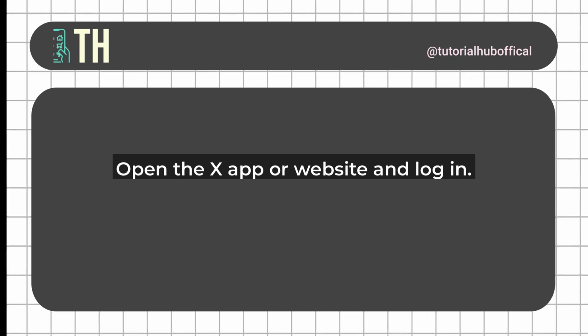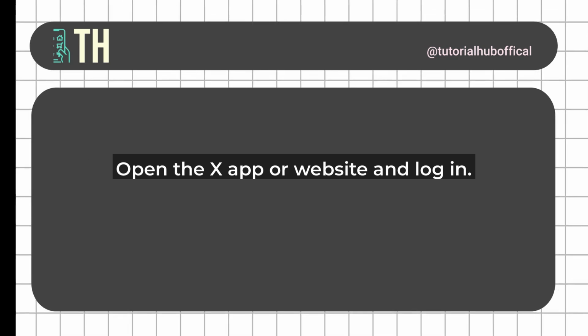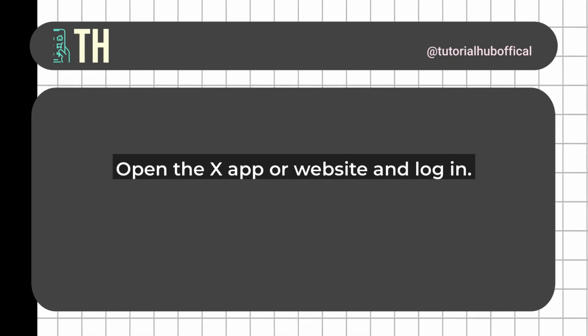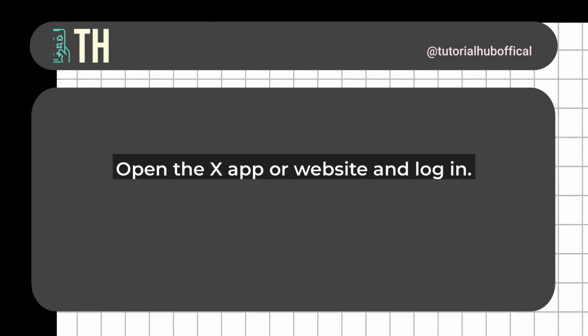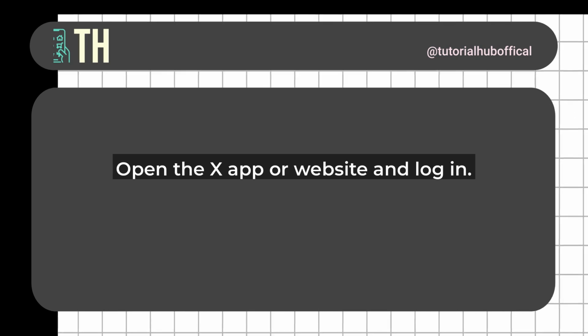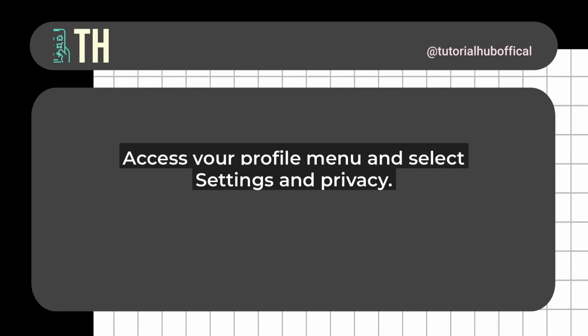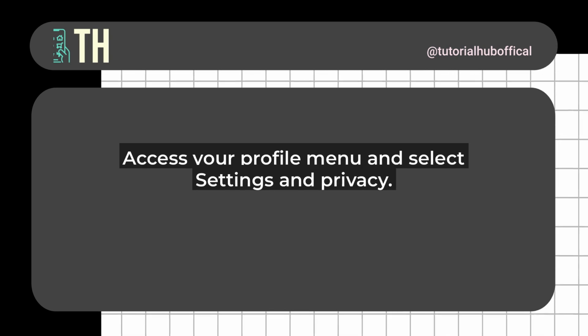First things first, open the X app on your phone or head to twitter.com on your computer. Make sure you're logged into your account. Once you're in, tap on your profile icon in the top left or right corner, depending on your device. This will bring up a menu. Select Settings and Privacy from the options.